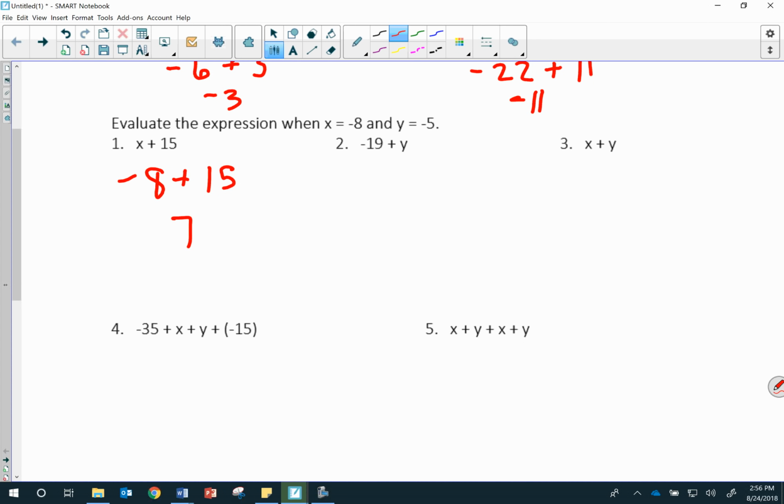Number 2, we're going to substitute the value of negative 5 for y. So our problem will read negative 19 plus negative 5. Our signs are the same, so we simply add them and keep the sign to get an answer of negative 24. Last but not least, number 3, we have negative 8 plus negative 5. Our signs are the same. We keep it. Our answer is negative 13.